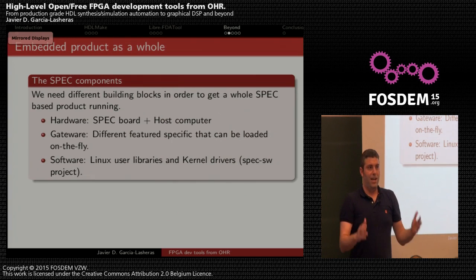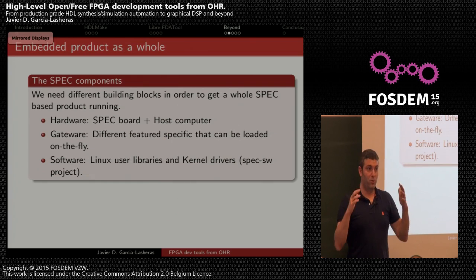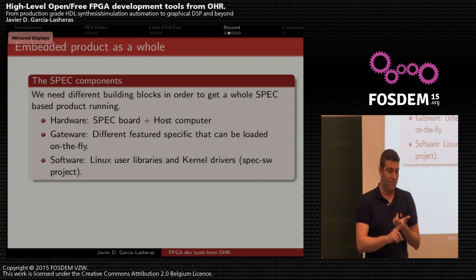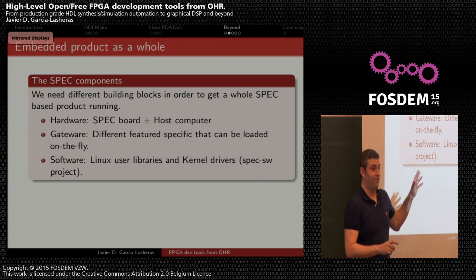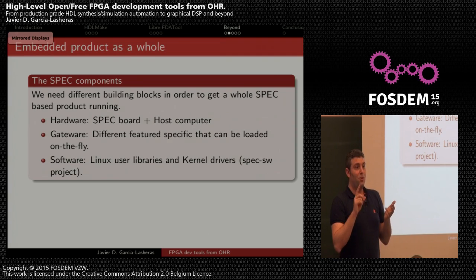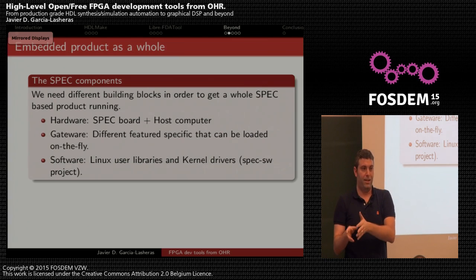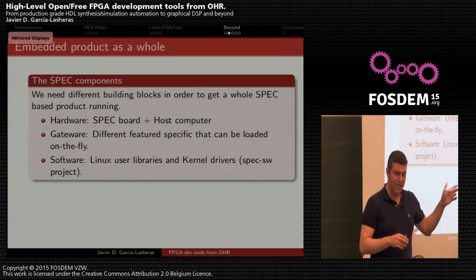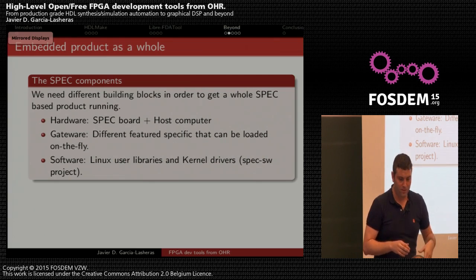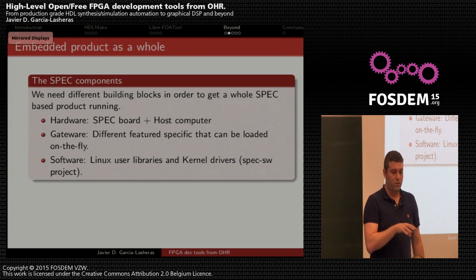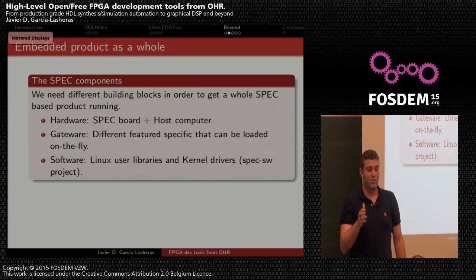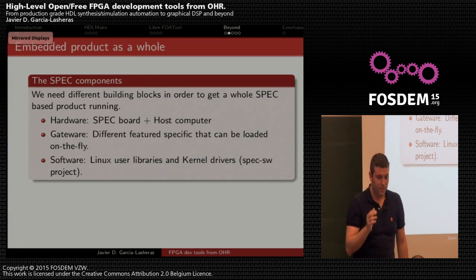What we need to run a whole product based on the SPEC: we need different building blocks. For example, we need the hardware, that is the SPEC board itself, and a host computer. We also need the gateware. In the Open Hardware Repository, we have different feature-specific gateware designs that can be loaded on the fly in the FPGA that is in the SPEC board. And we also have software support that includes both the Linux user library and the kernel drivers.